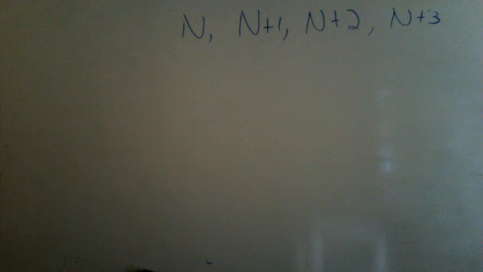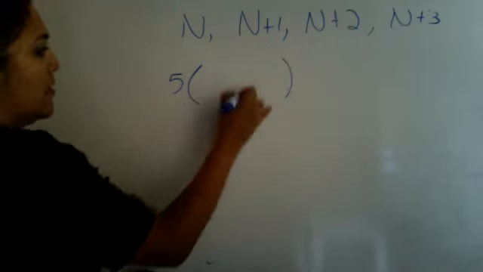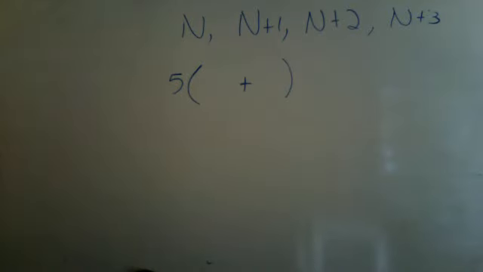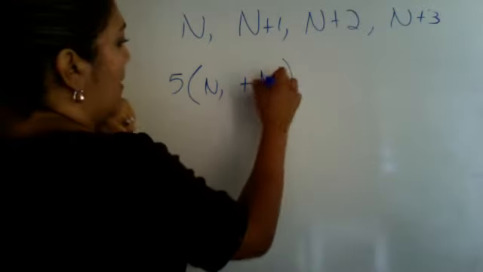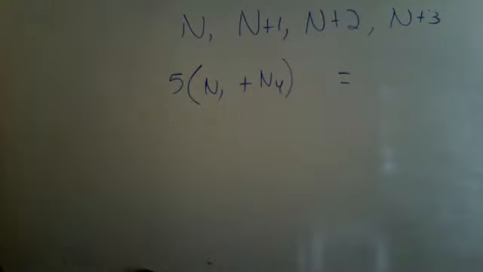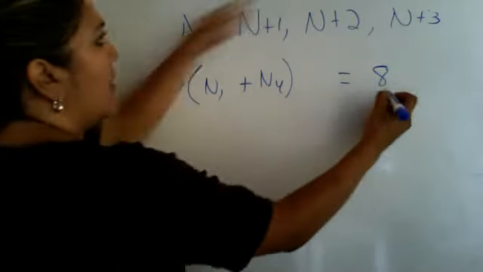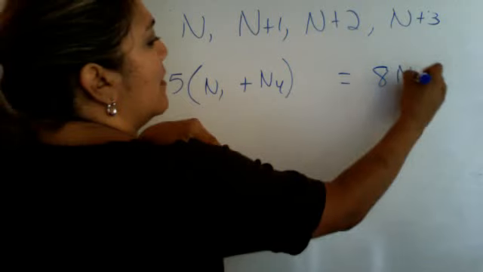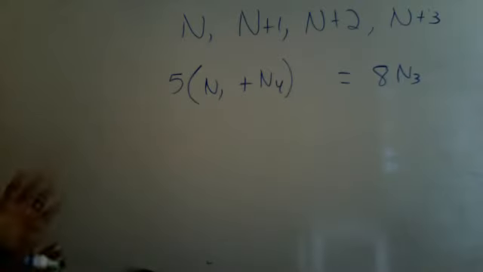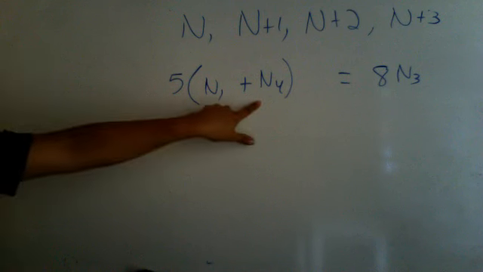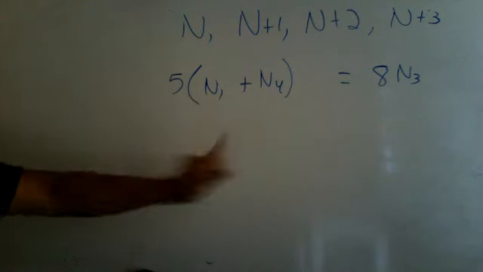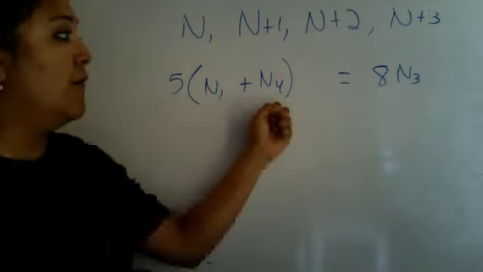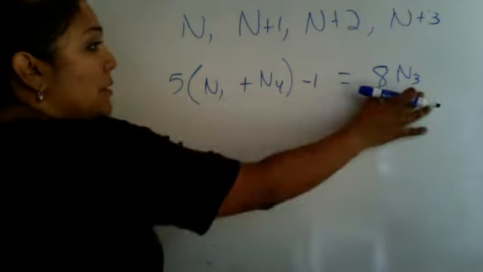With me? So now it says find 4 consecutive such that 5 times the sum, so the sum means you're going to have two things added together. The sum of the first, we call that n1, and the fourth, n4, is 1 greater than 8 times the third. Okay, we said 5 times the sum of this is 1, the number 1, greater than this. So this is 1 more. So we have to subtract 1 to equal that, or add 1 to that.